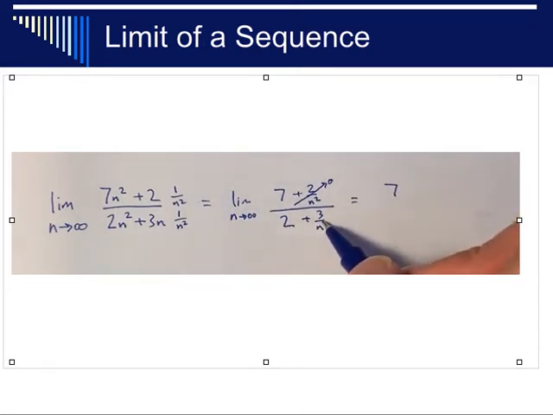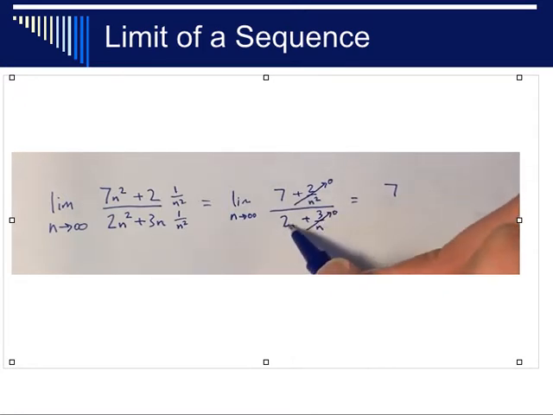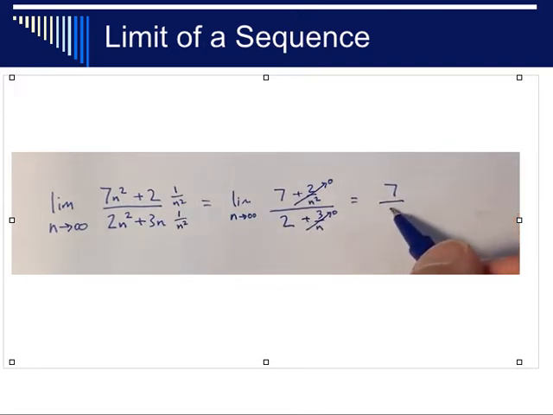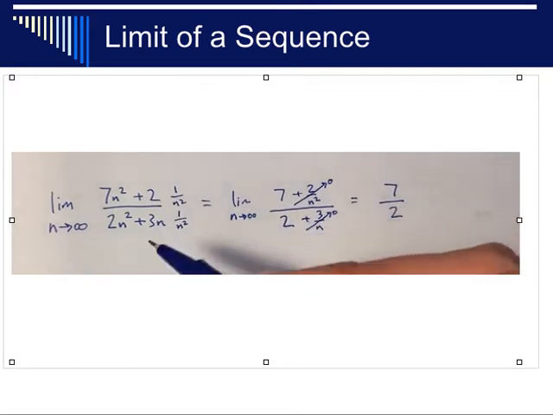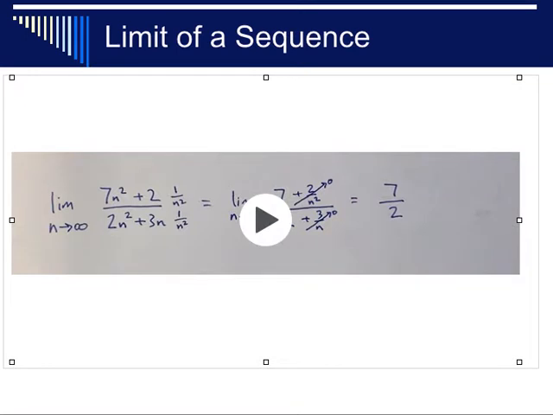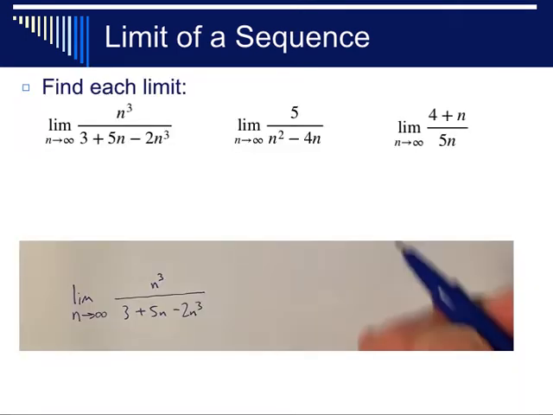On the bottom, 3 divided by n, again, as n becomes a bigger and bigger number, 3 divided by something big becomes 0. And 2 doesn't change because it doesn't have an n in it. And so the bottom becomes 2. And so our final answer then is 7/2. So that strategy we can use in multiple other examples. And so let's see another one.